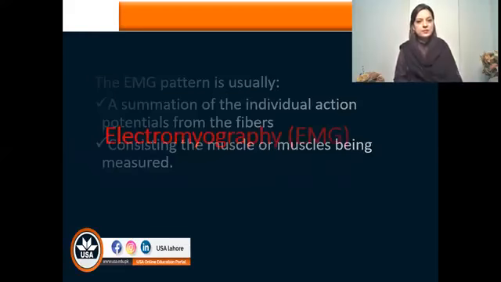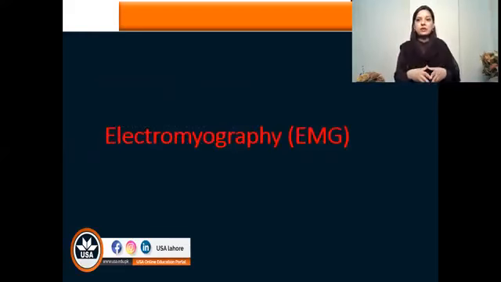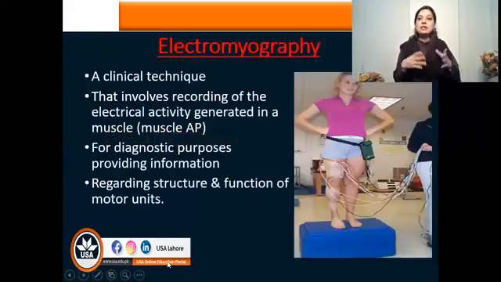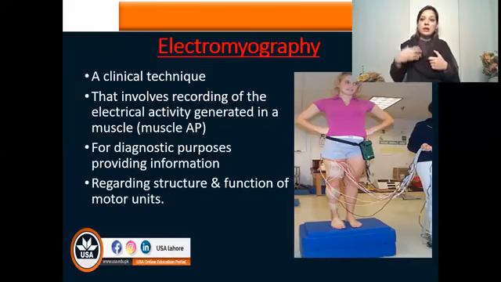The next is what electromyography is, about which we are going to discuss in detail. As the name indicates, electro means electrical activity and myo means related to muscle. So we can say electromyography is a clinical technique that involves the recording of the electrical activity generated in the muscle for diagnostic purposes, that provides information regarding the structure and the function of motor units present in the muscle.